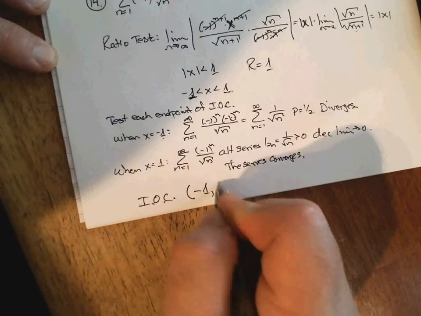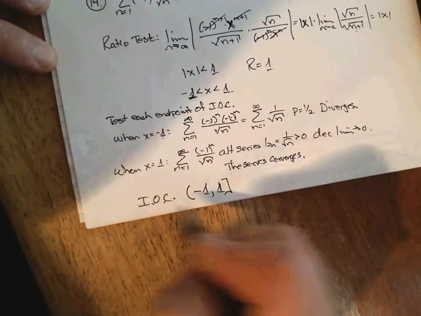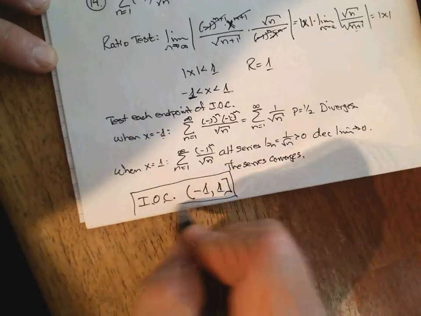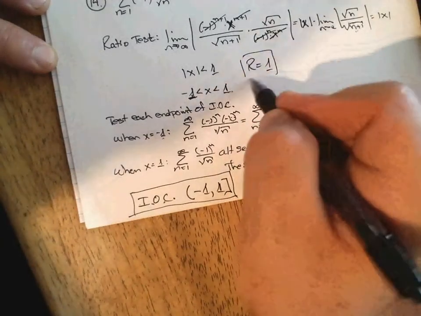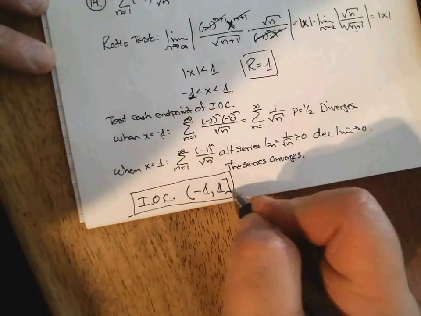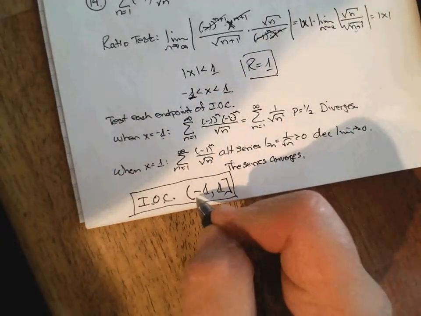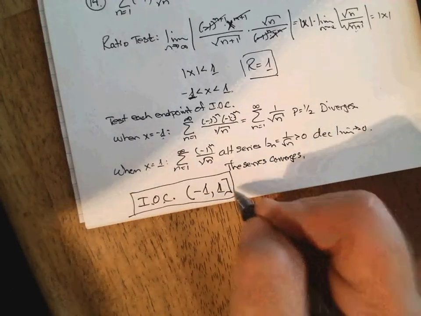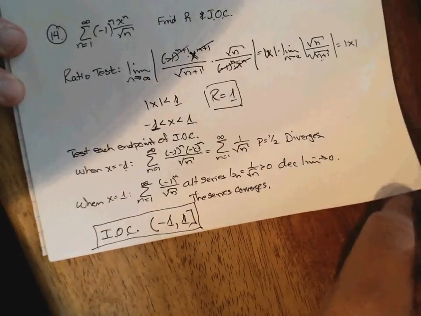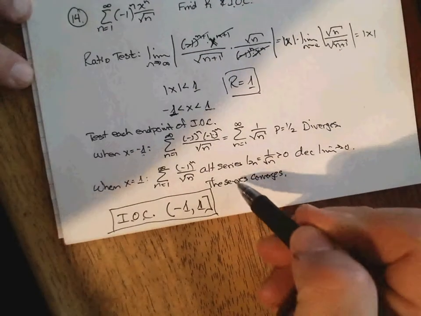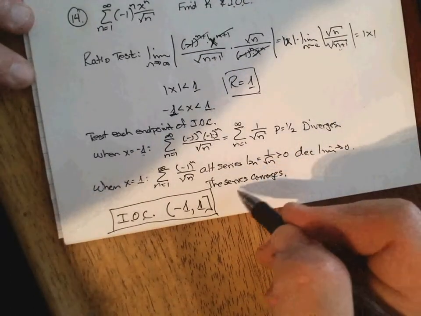So the interval of convergence, we do not include the left endpoint, but we do include the right endpoint. The radius of convergence is 1. The interval of convergence is from negative 1 to 1, not including the negative 1, but including the positive 1. So kind of interesting, isn't it?